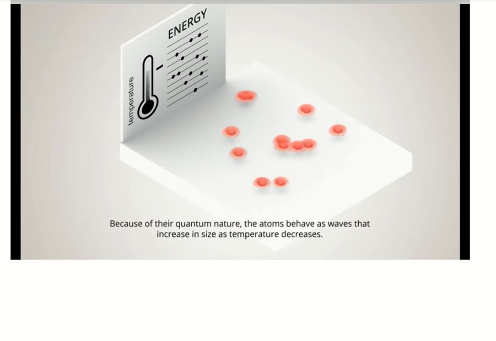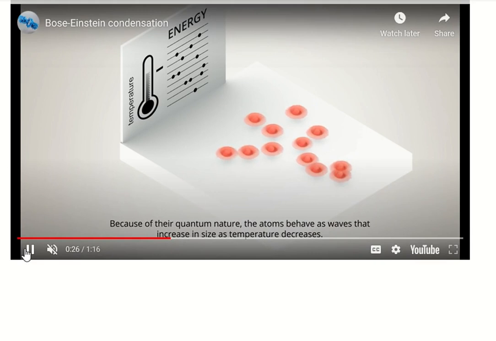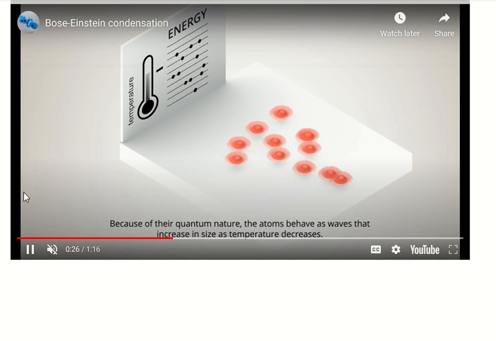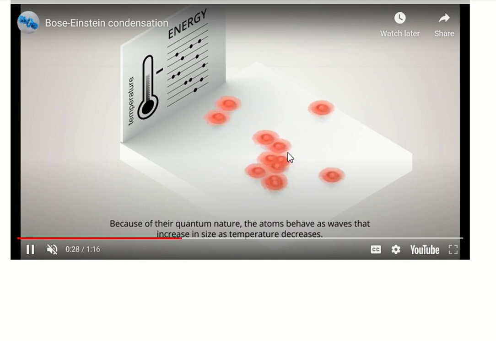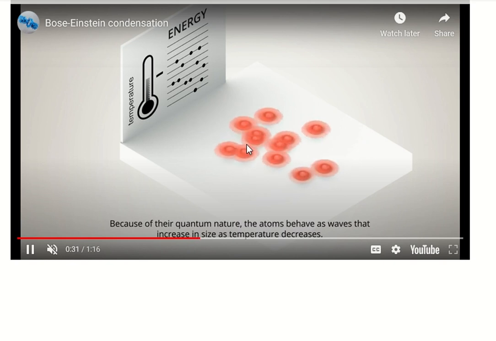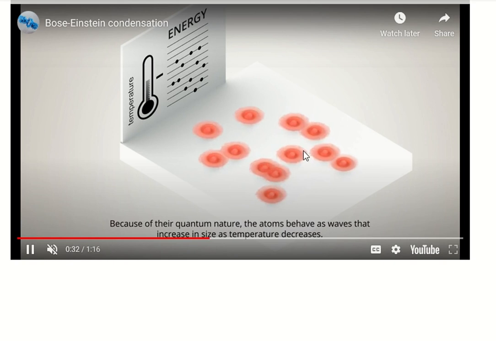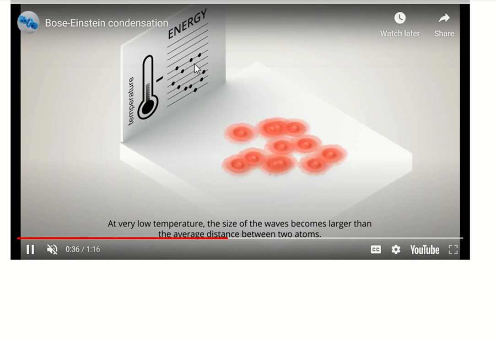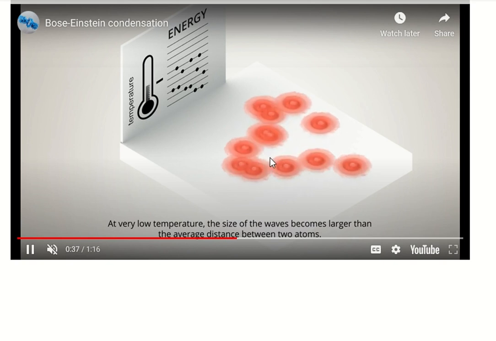So if you see quantum nature, the atoms behave as waves. So you see particles have started to develop a kind of waves surrounding them that increase in size as temperature decreases. So as soon as the temperature is decreased, this wave nature becomes more pronounced, and they start some interaction with one another. The waves become bigger, not the particles themselves, but the waves associated with them. And here you see the particles are lowering in their energy levels very fast.